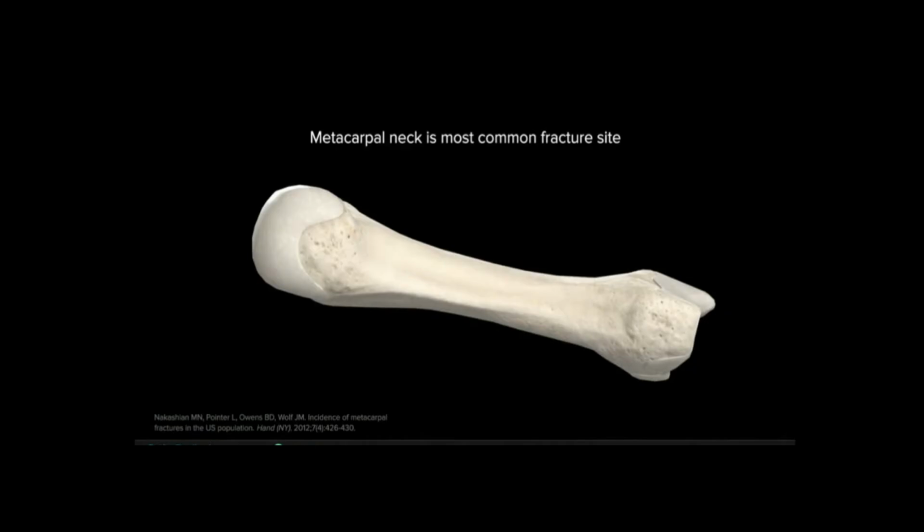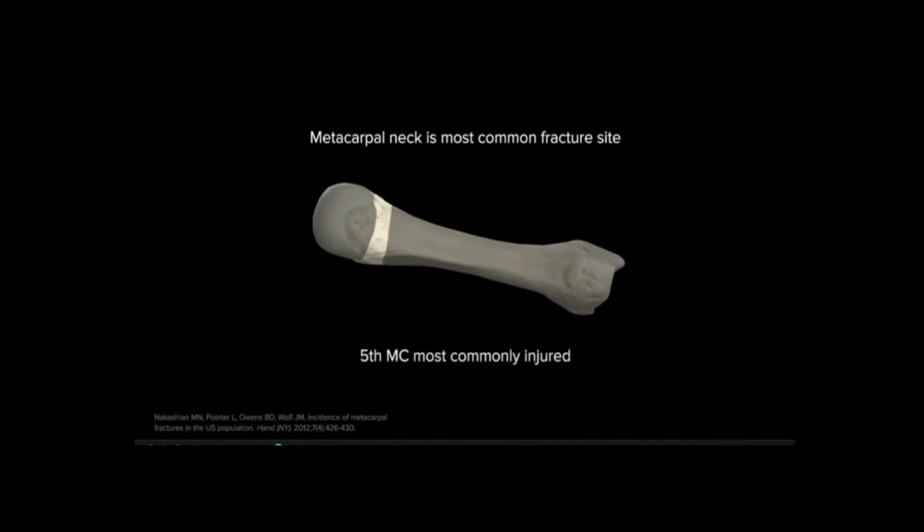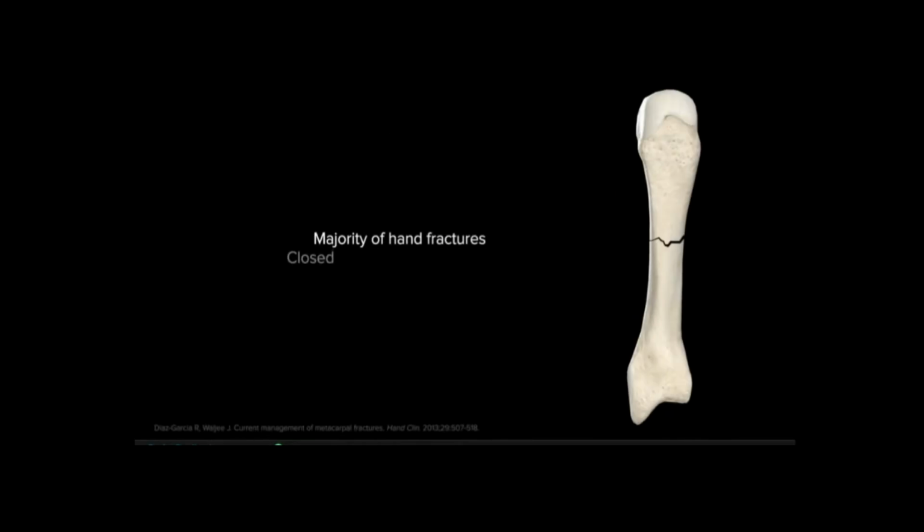The metacarpal neck is the most common site of fracture. Out of all the metacarpals, the fifth digit's metacarpal neck is the most commonly injured. The majority of metacarpal fractures are closed, simple, and stable.